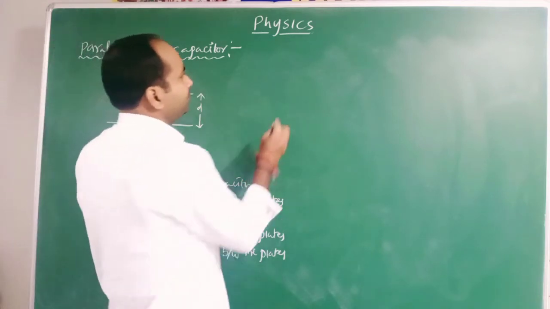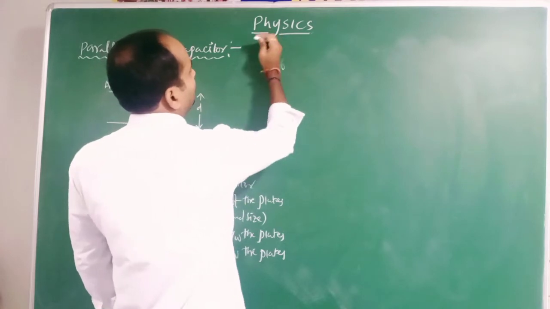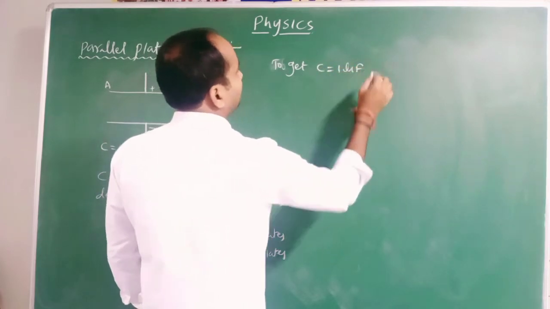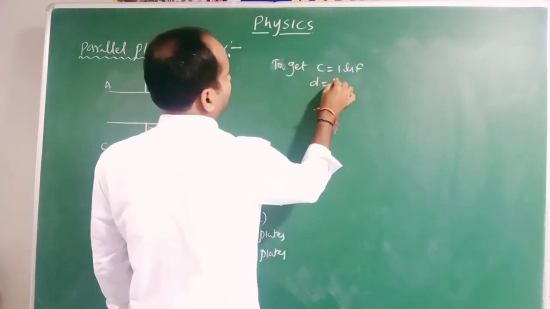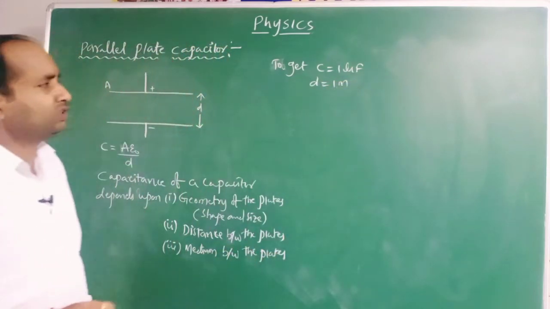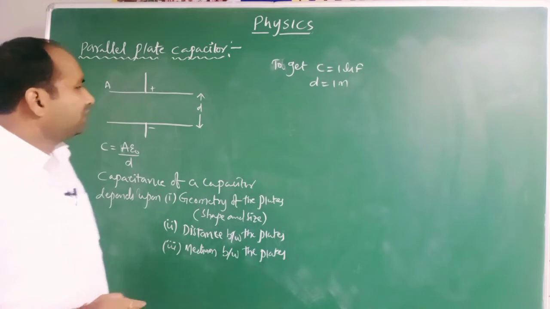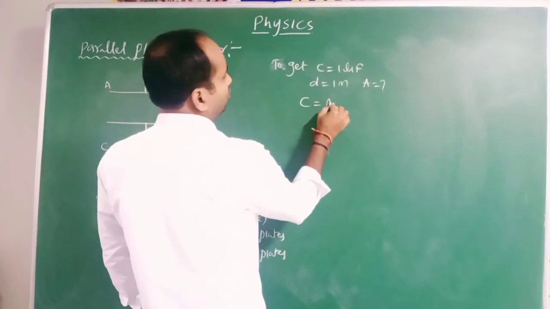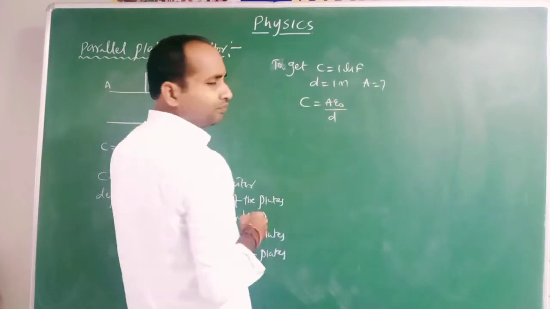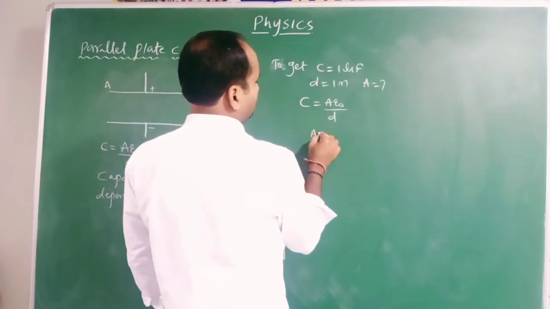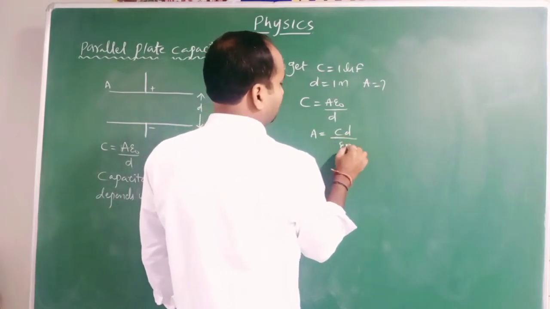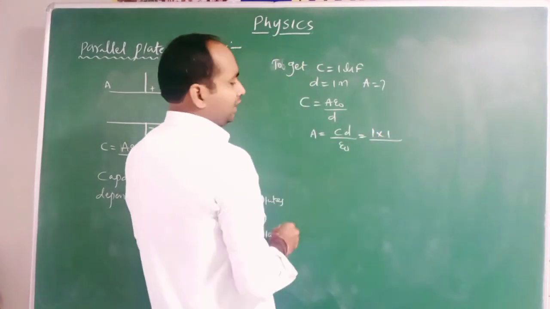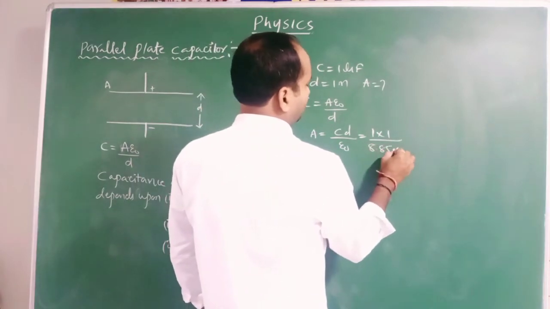If C is equal to 1 microfarad, when the distance between the plates is, let us take, 1 meter, then what is the area of each plate? We know that C is equal to A epsilon naught by D. From this, A is equal to CD by epsilon naught. C here is 1, D is also 1, and epsilon naught is 8.85 into 10 power minus 12.